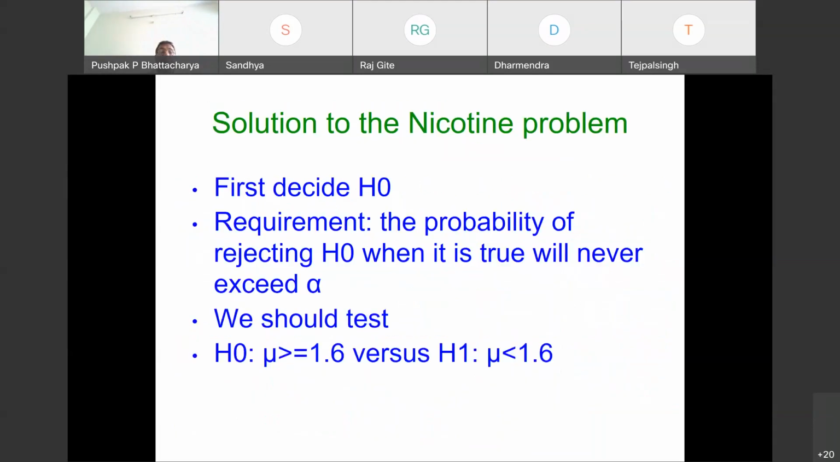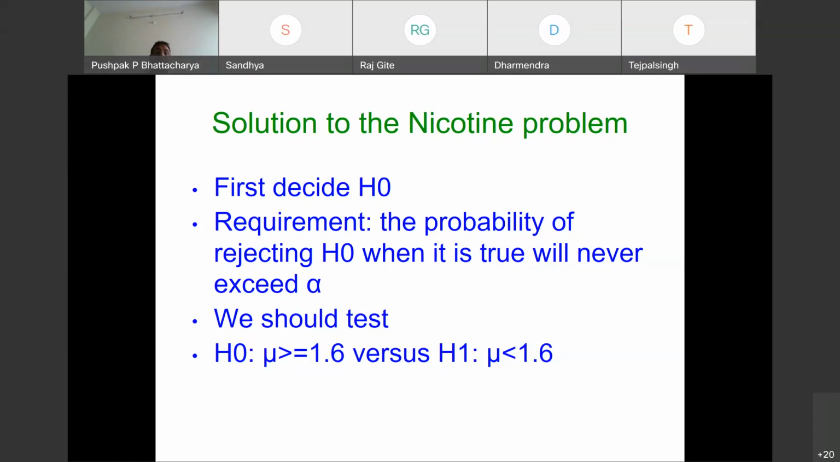So let's see what we do. We first decide H0. H0 is the null hypothesis. And the requirement is that the probability of rejecting H0 when it is true will never exceed alpha. That is a false negative, that probability will never exceed alpha. I'll clarify this much better later.